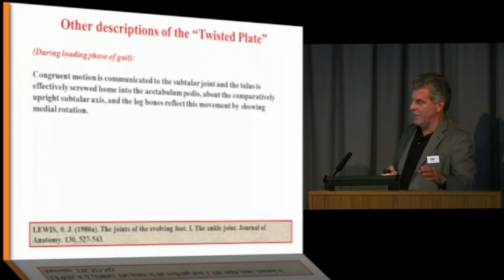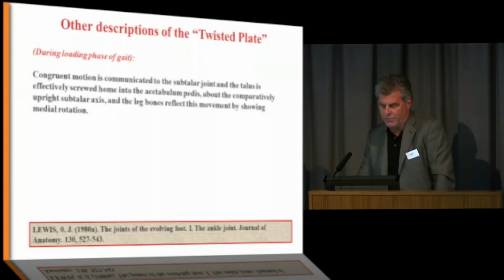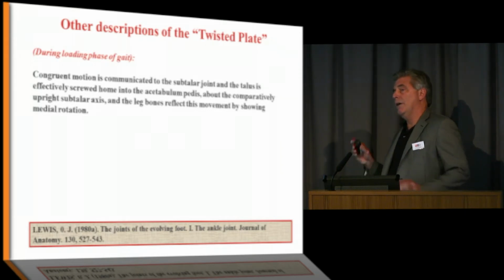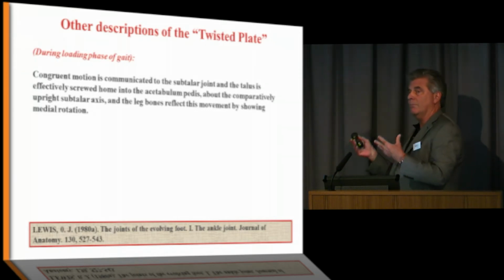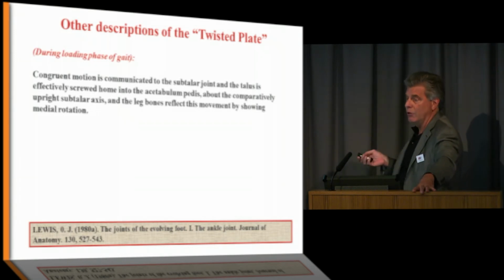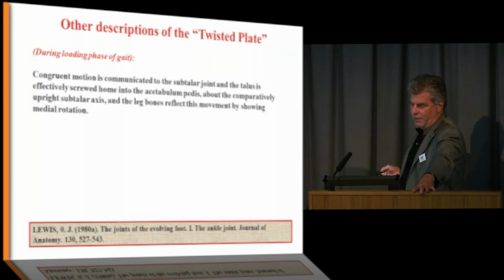And then we get to this fellow, another British anatomist named Lewis. I don't know if any of you have ever read his work. But Lewis took McConnell's work, and I think Lewis was a comparative anatomist, and he went back and looked at other primates and compared this twisted plate configuration of the human foot to other primates. This is where the embryology of the human foot compares to the comparative anatomy, or the evolution of the human foot, so to speak.